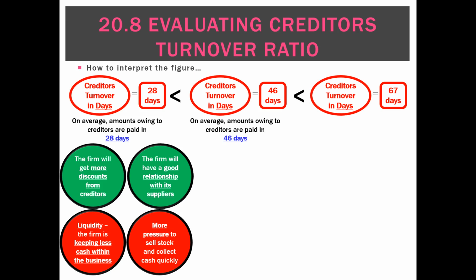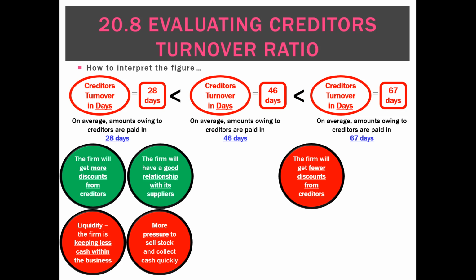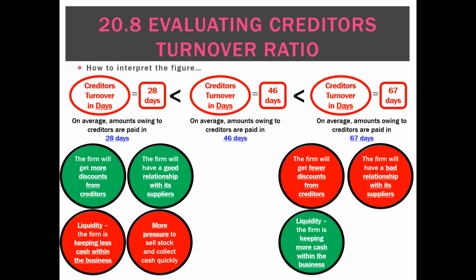If creditors turnover went up to 67 days, which means on average amounts owing to creditors will be paid every 67 days, we'd say that's a bad trend because on average we're going to get fewer discounts if we're taking longer to pay. We'll have a bad relationship with our suppliers who might stop selling to us. But the good news could be that we are again keeping more money in the business to pay other expenses and bills, and there's less pressure to sell stock quickly.